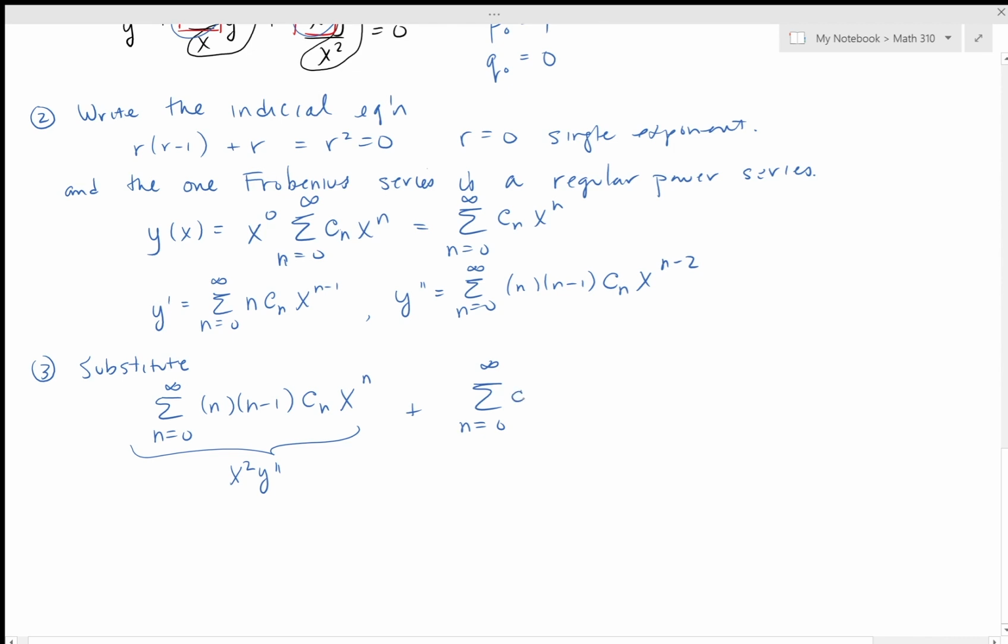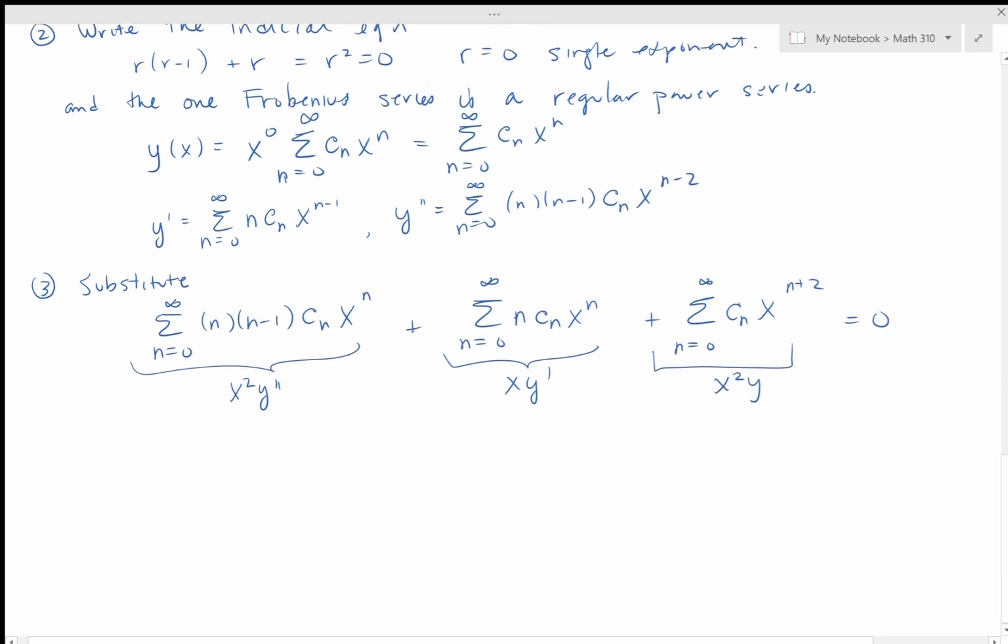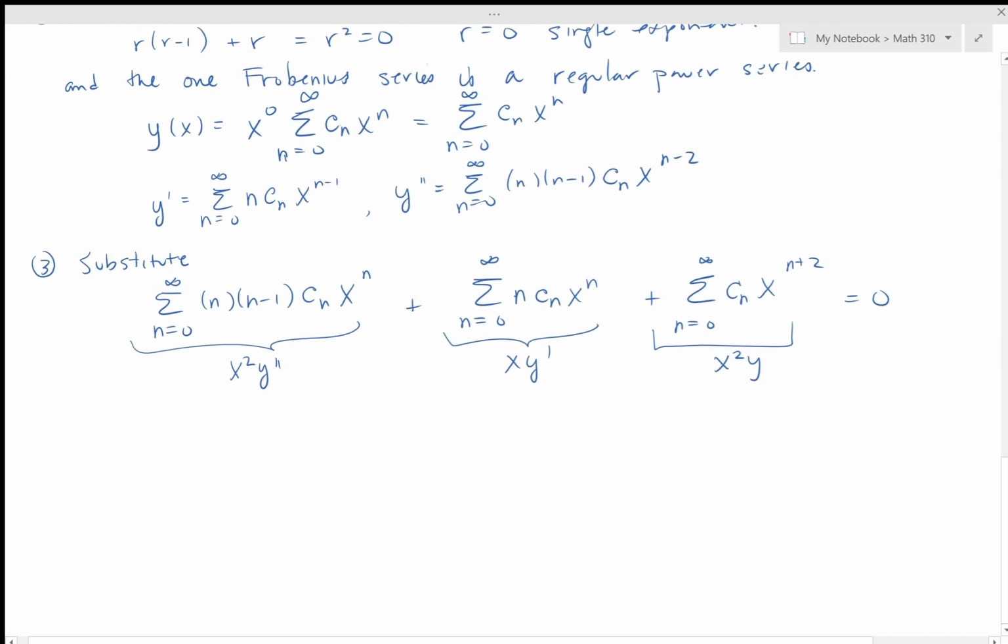n Cn x to the n. This expression right here is x y prime. And then I have the final term x squared y, and that's going to look like this. The sum of n equals 0 to infinity Cn x to the n plus 2, and that is going to be x squared y. That's equal to 0. So that's me substituting the solution and its derivatives into the differential equation.